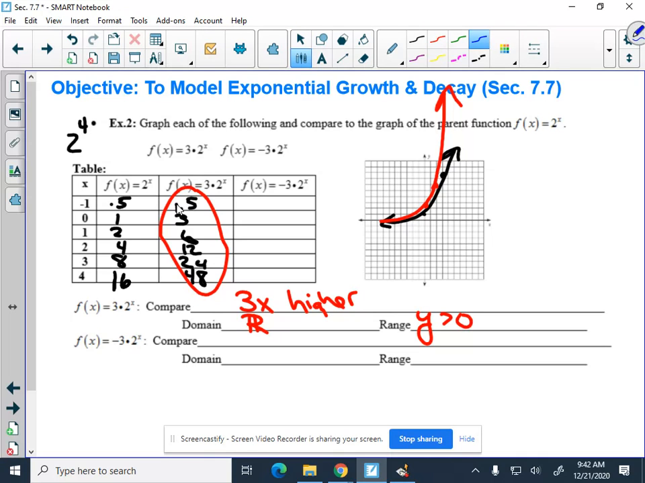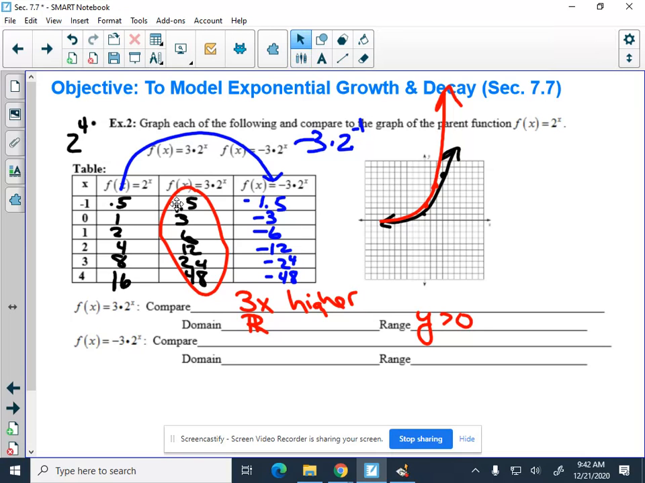Now the next one, if I go back to here, if I type these in your calculator, you're going to go -3 times 2 to the -1 and put a dot in there. And what you're going to get here is -1.5. For the next one, you're going to get -3, -6, -12, -24, -48. I'm just going to confirm one of these. I'm going to put in that last one. I'm going to take -3 times 2 to the 4th.